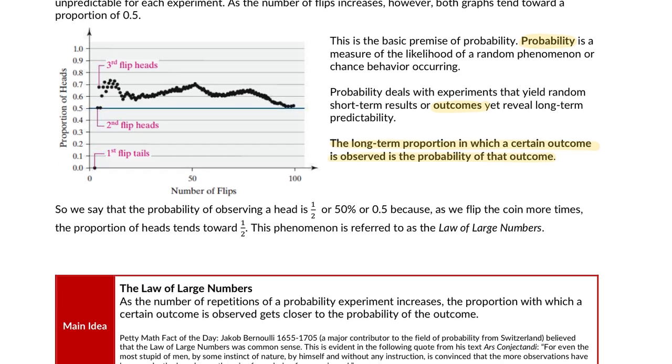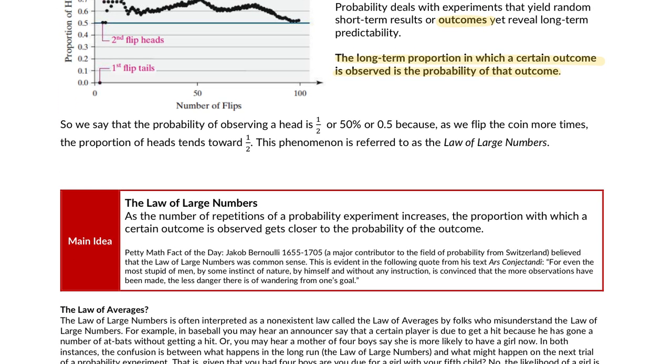This probability law is called the law of large numbers. The law of large numbers says that as the number of repetitions of a probability experiment increases, the proportion with which a certain outcome is observed gets closer to the probability of the outcome, which makes sense. The more often we flip a coin, the more likely our probability, based on what we've observed, is going to be closer to 0.5, since we know you have 2 choices and one of them is heads.